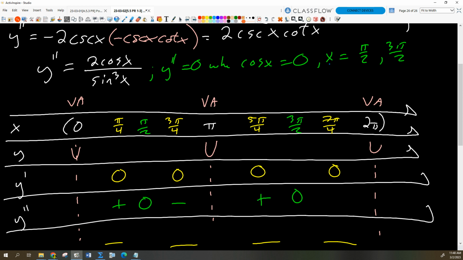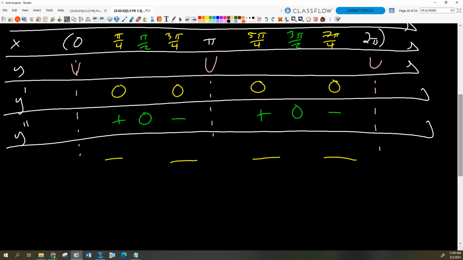And then at 7/4, that's quadrant 4. Cosine's positive, sine is negative. So we get a negative overall second derivative. And look what that tells us. We get everything we need right there, right? We get minimum, maximum, minimum, maximum, inflection point, vertical asymptotes. Boom. We got it.